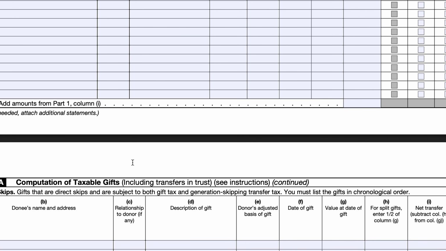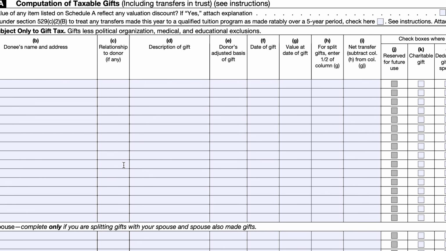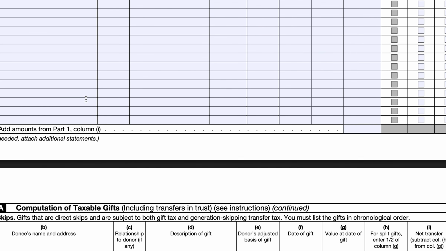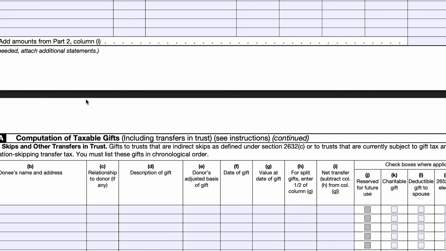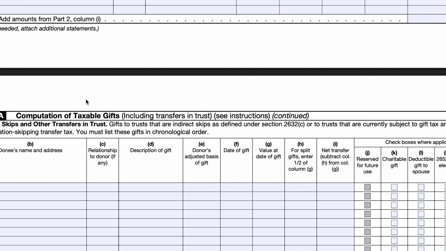You do need to complete Schedule A, and then there are several parts. Part one is gifts subject only to gift tax. Part two is direct skips. So these would be subject to generation skipping transfer tax and gift tax. And then in part three, there are indirect skips and other transfers in trust. So these may be currently subject to gift tax, and later on they could be subject to generation skipping transfer tax. So you'll put those here in chronological order so you can keep track of them for future purposes.